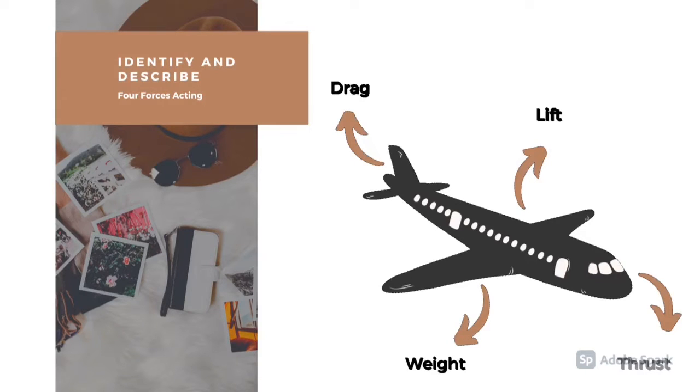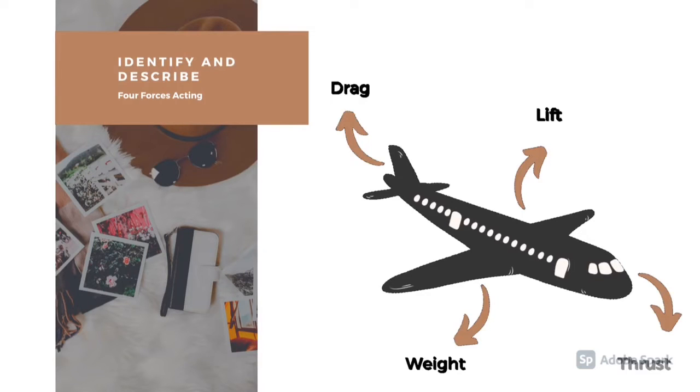Drag: a rearward, retarding force caused by disruption of airflow by the wing, rotor, fuselage, and other protruding objects. Drag opposes thrust and acts rearward parallel to the relative wind.